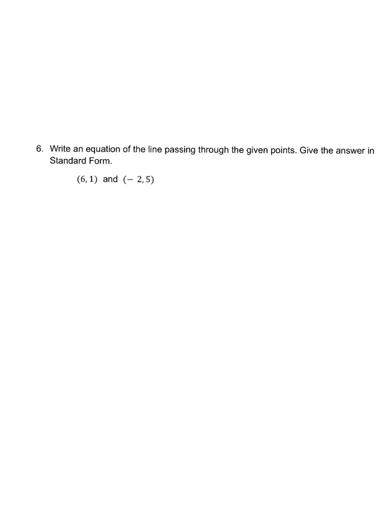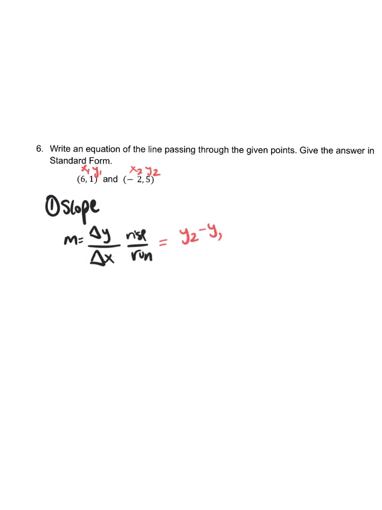From our notes on finding the equation of a line from 2 points, we are going to first find the slope. So we know that m is the change in y over the change in x, or rise over run. So if I label my points x1, y1, and x2, y2, this is going to equal y2 minus y1 over x2 minus x1.